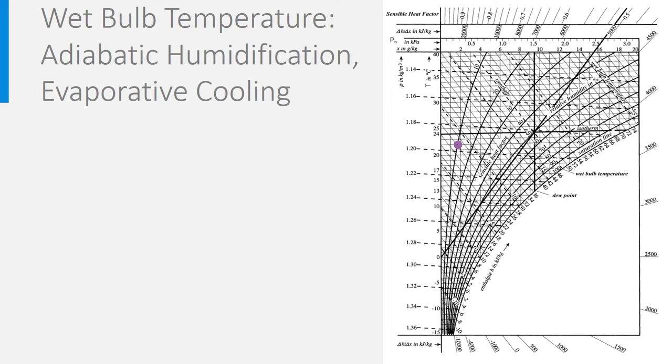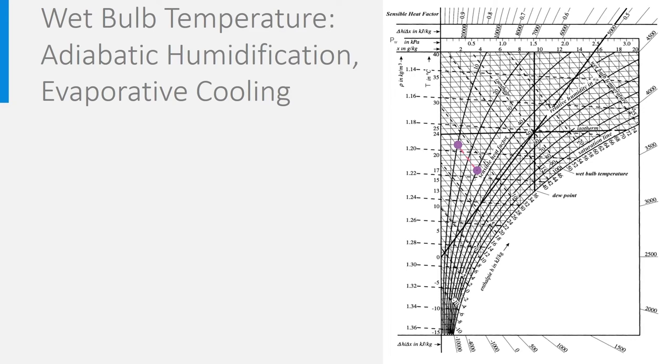This can very easily be achieved by injecting water droplets in the air until the right humidity is achieved. The process takes place along the constant wet bulb temperature line, which is also an adiabatic line, until 30% humidity is achieved. At that point, 1 kg dry air contains 3.8 g water vapor, meaning that during this process, 2 g of water have been added. During this process, the air temperature has decreased from 22 to 17 degrees Celsius.